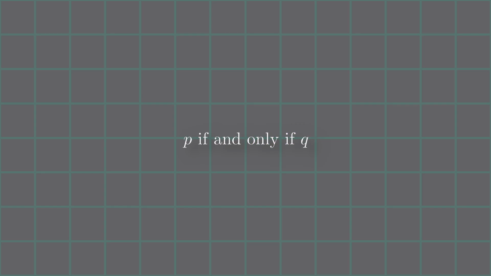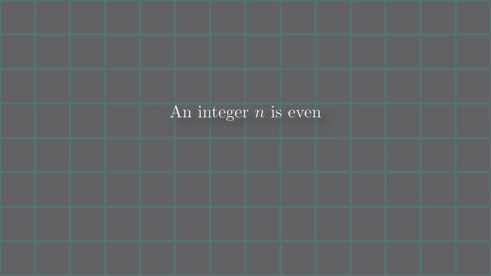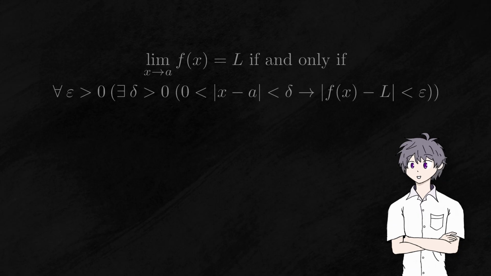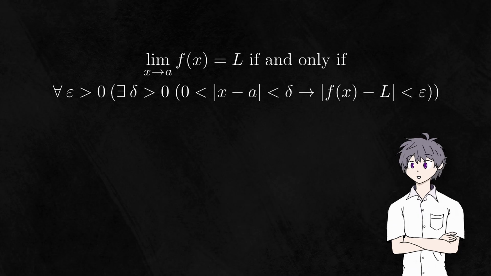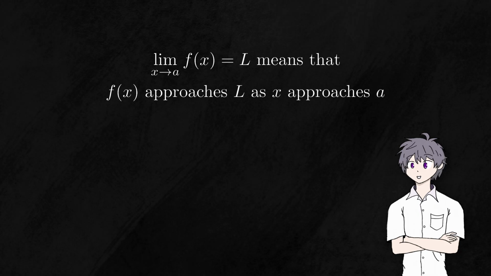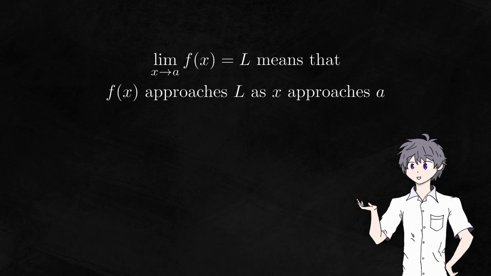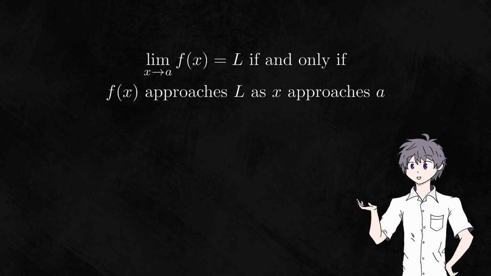This statement is most often used for definitions, since definitions are nothing more than logical equivalences. For example, we can say an integer is even if and only if it is 2 times some integer. Let's use everything we learned to understand the formal definition of a limit. Remember, our intuition was that the limit of f(x) as x approaches a being L means that f(x) approaches L as x approaches a. Since this is a definition, we can use a conditional statement.